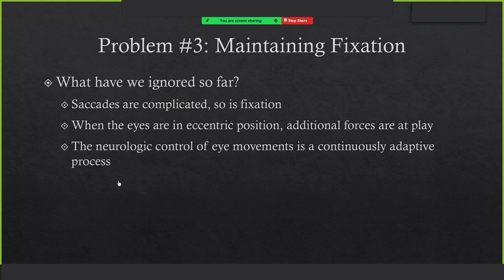But we've been ignoring some important things. We've ignored, actually, why eye movements are useful, because they bring a target of interest in alignment with our fovea. We do that with a saccade. Well, it turns out saccades are very complicated. Once we saccade to a target, we fixate on it if we have useful information to gain from it. Fixation itself is very complicated. As soon as we move the eyes away from primary position, all of the forces on the eye change. There's different elastic forces that we have to compensate for. That's complicated. And this entire process is continuously adaptive. So if there is faulty information, the brain can identify it, fix itself, update its software, and realign the system so that it is coherent with the reality you're experiencing. And that process is complicated.